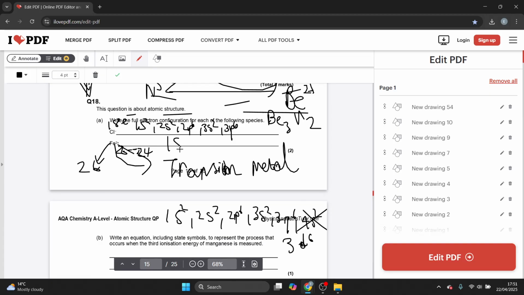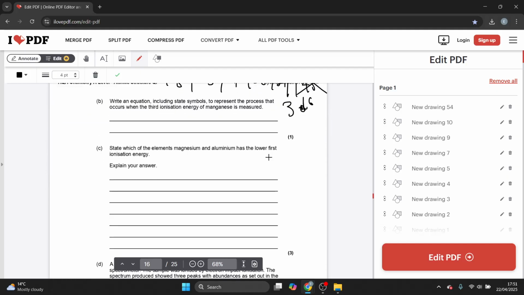So it's going to be 1s2, 2s2, 2p6, 3s2, 3p6, 3d6. Now, if you're in year 12, looking at this, you will eventually go to transition metals, which is the final topic. I'm pretty sure there is a lot of content on transition metals, but yeah.